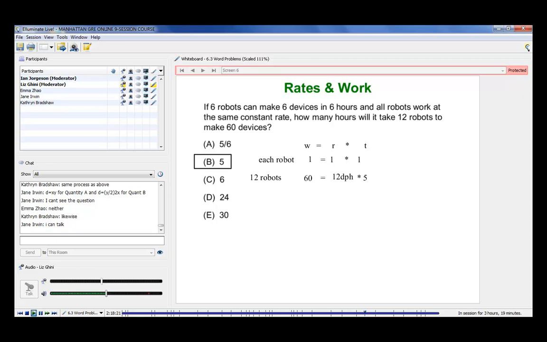Okay. So you can't just mechanically plug numbers into a chart. I love what you said, Jane, when you said think about it conceptually. You have to think, what does it mean? If 6 robots make 6 devices in 6 hours, that means each robot makes a device per hour. So if I have 12 robots, their rate is 12 devices per hour, just as with 6 robots their rate was 6 devices per hour.